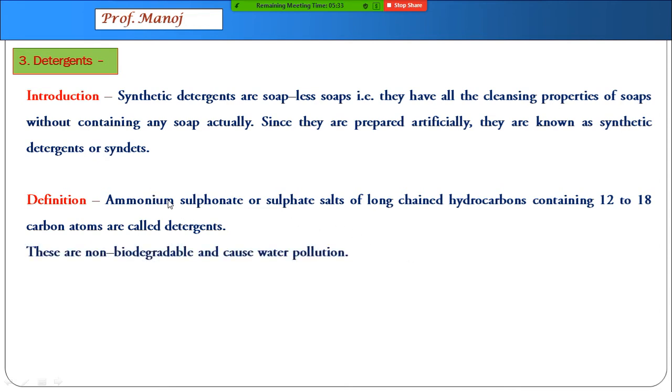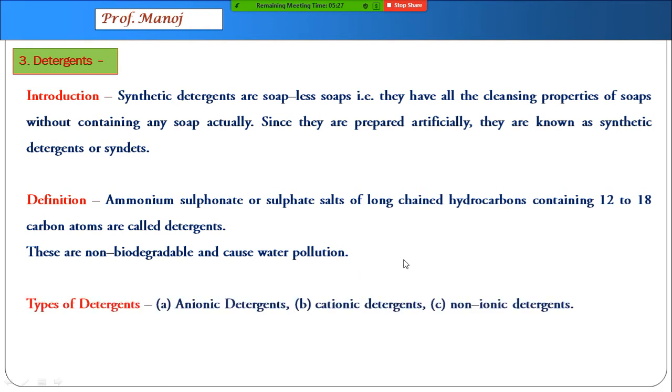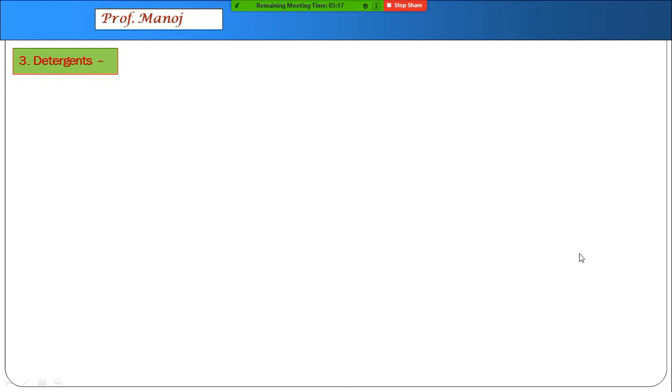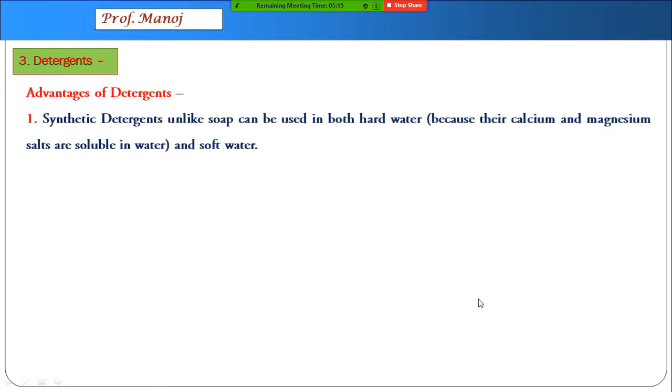Detergents are completely synthetic, so they are non-biodegradable and they will obviously cause water pollution. Detergents which we use are of three types: anionic, cationic, and non-ionic. Let us take one by one advantages, disadvantages, and then we go to the types. Advantages are whatever were the disadvantages of soap, they are the advantages here.